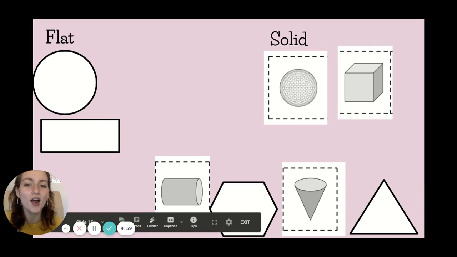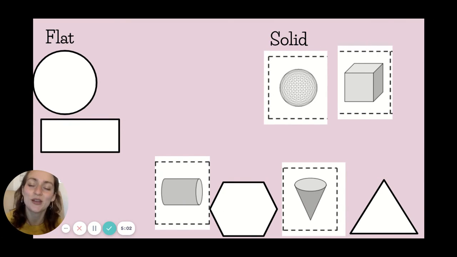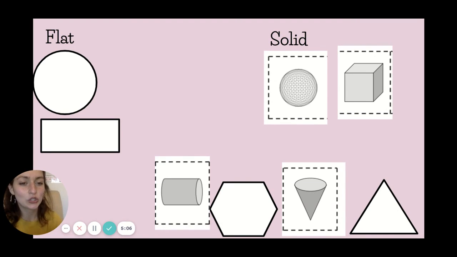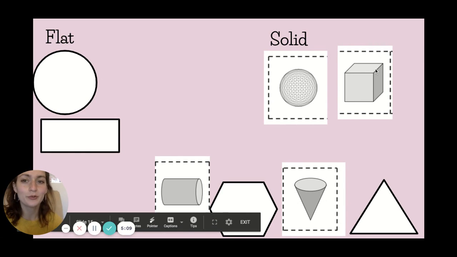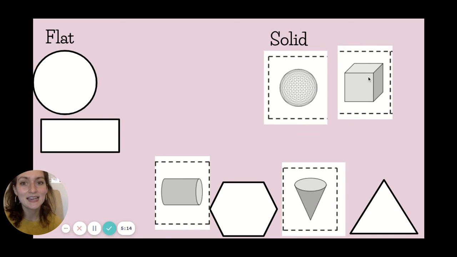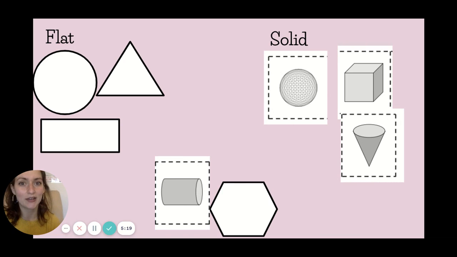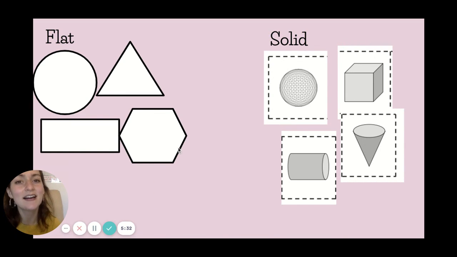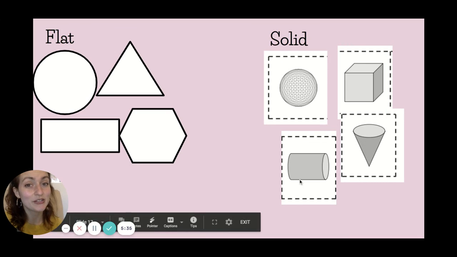The next one we can talk about are rectangles and cubes. So again, even though the faces in a cube are like a square, they're actually solid, right? They have multiple faces, whereas a rectangle we know is flat. All right, then we have triangles and cones. A triangle is a flat shape with 3 sides, like we've seen before, but a cone is a solid, right? And we have our hexagons, which are flat, and our cylinders, which are solid.